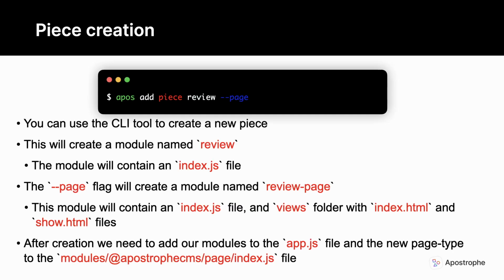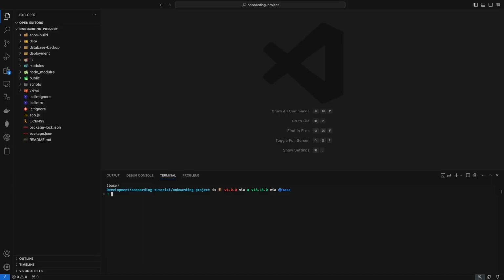We are once again going to use the CLI tool for the creation of our review piece. We are also going to take advantage of an additional flag, page, to create an optional set of piece type pages for the display of our pieces. Since we are creating new pages, after creation, we'll not only need to add our modules to the app.js file, but we will also have to add the new page type to the modules @apostrophe CMS page index.js file.